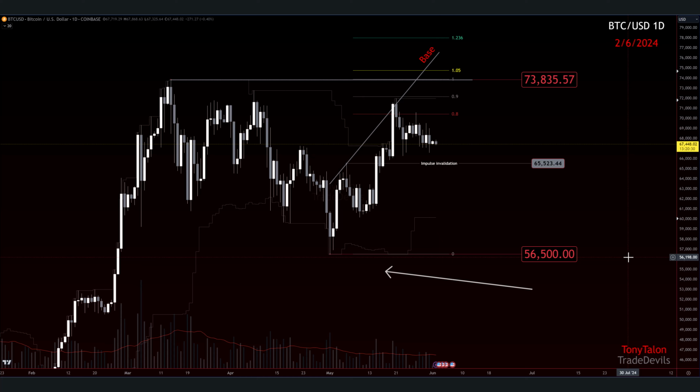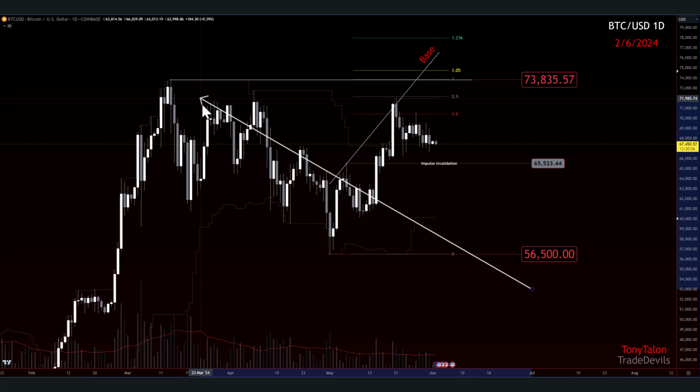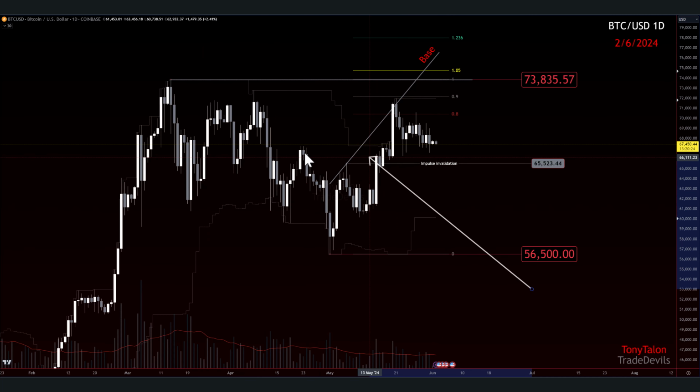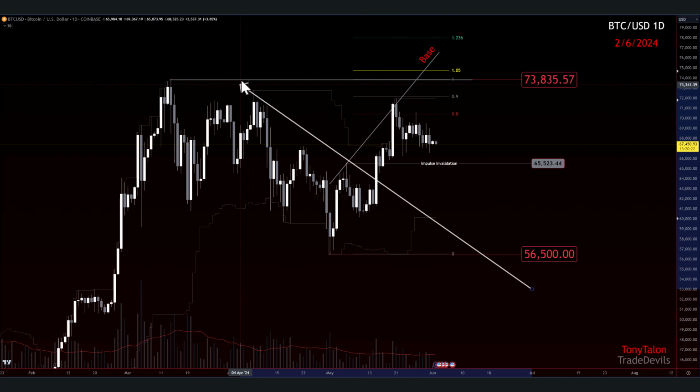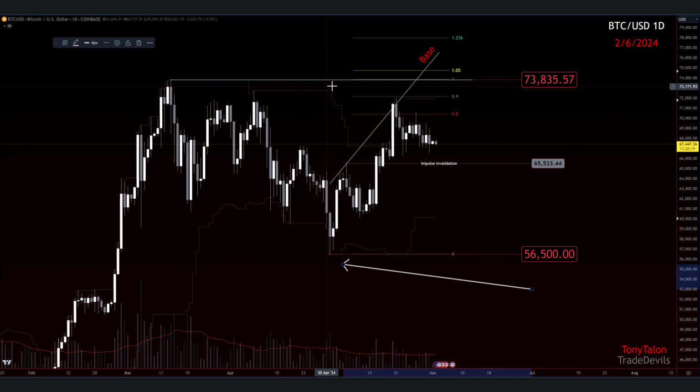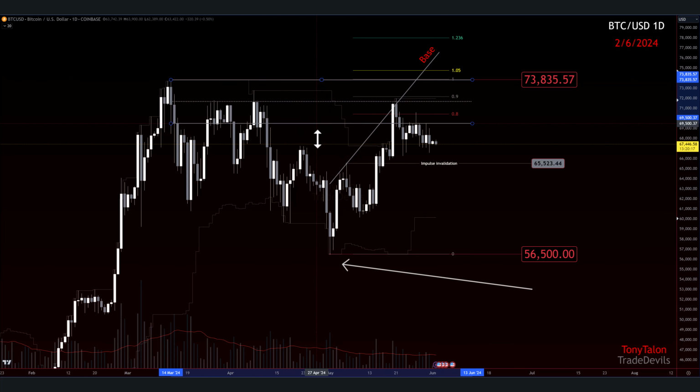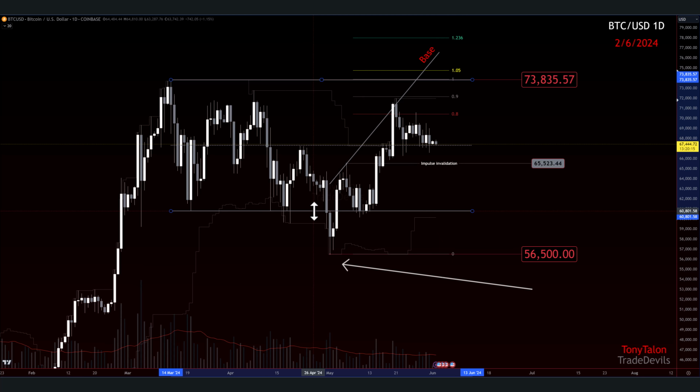Alright, so today we're looking at Bitcoin on the daily. In my last video, I was looking over these different counts that we could be dealing with here. Right now we're in a range, so it's just a matter of how we're going to get through this range.